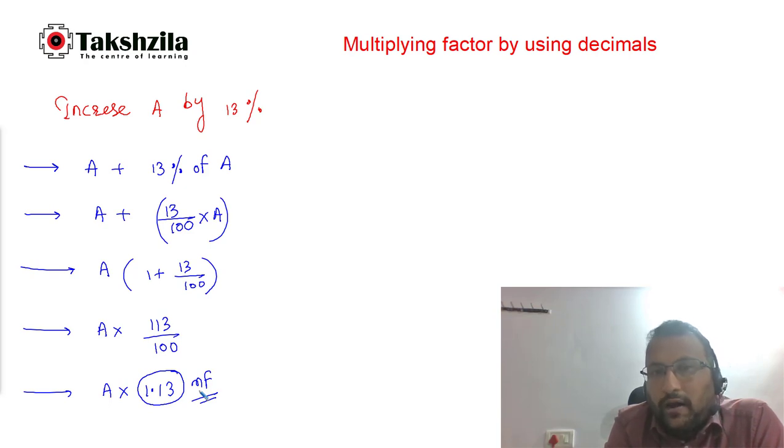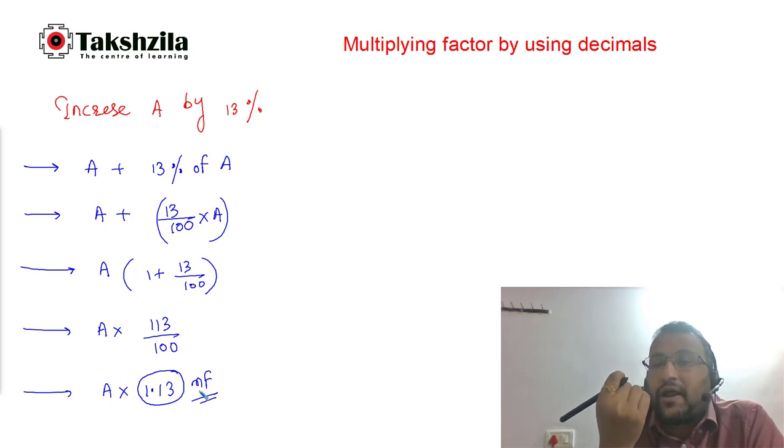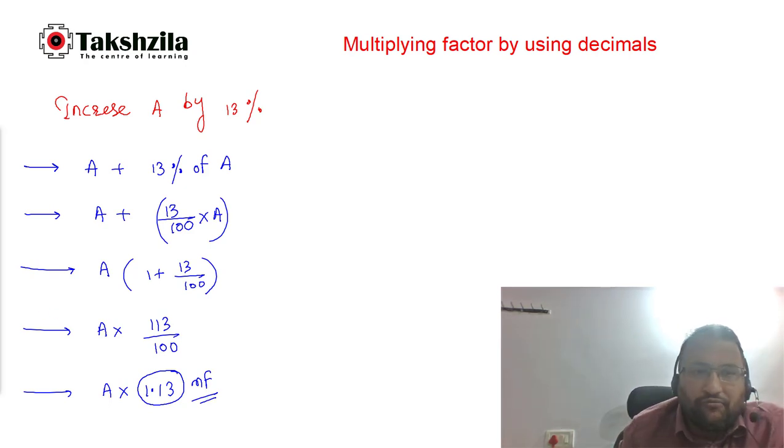Now you are not supposed to do this in-between calculation. You are supposed to arrive at the number 1.13 directly just after reading the statement. Now how can we do that? Let's have a look at it. We can use this step as a formula.